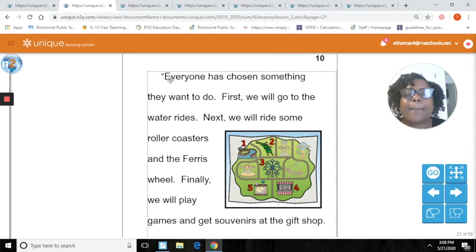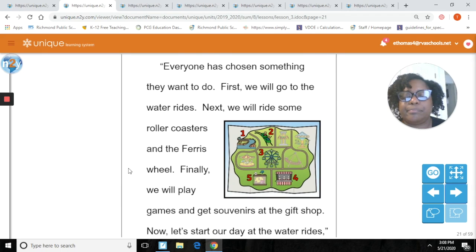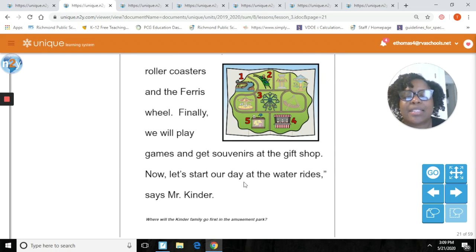Okay. So everyone has chosen something they want to do. First, we'll go to the water rides. Next, we'll ride some roller coasters and the Ferris wheel. Finally, we will play games and get souvenirs at the gift shop. "Now, let's start our day at the water ride," says Mr. Kinder.